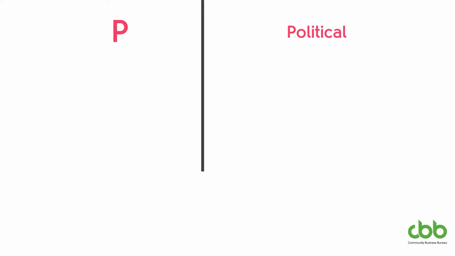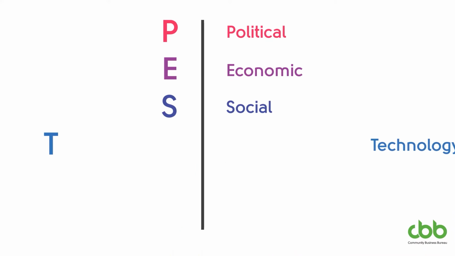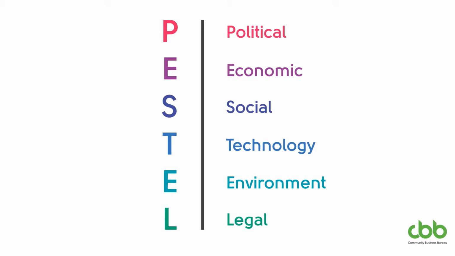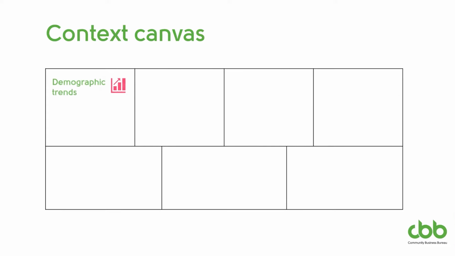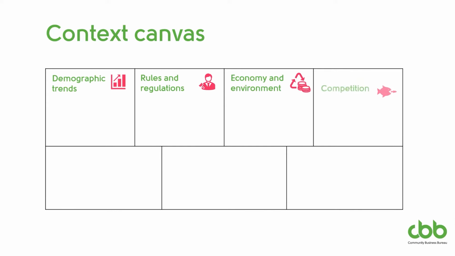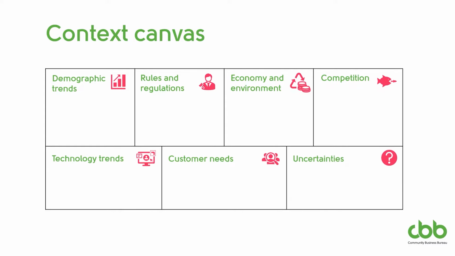Pestel looks at the external environment in terms of political, economic, social, technology, environment and legal factors. Context Canvas is similar to Pestel, but with some different areas of focus. It looks at demographic trends, rules and regulations, economy and environment, competition, technology trends, customer needs and uncertainties. Pestel and Context Canvas are often used as strategic planning tools.